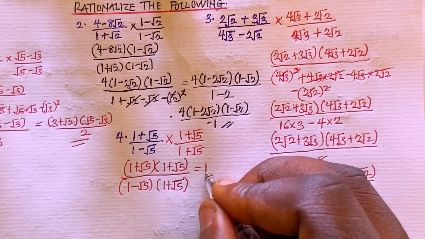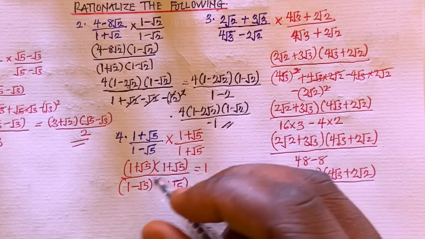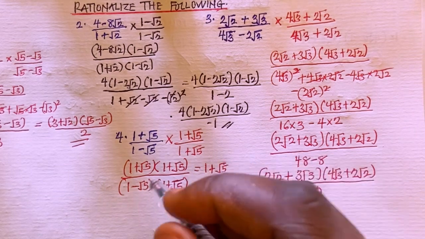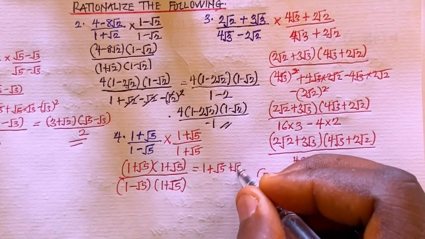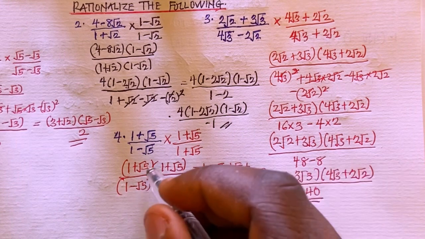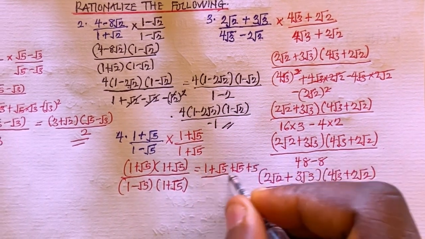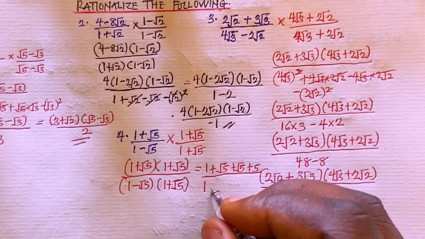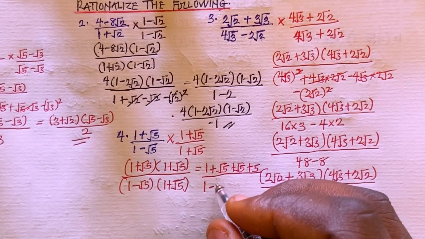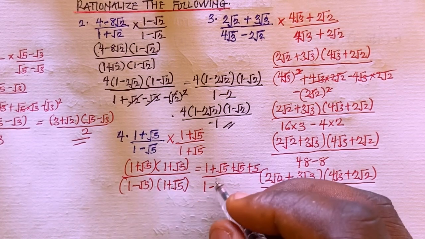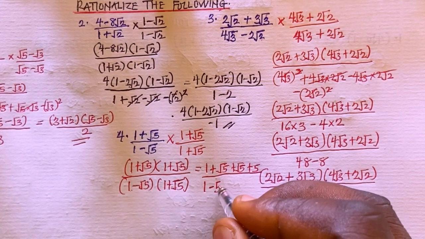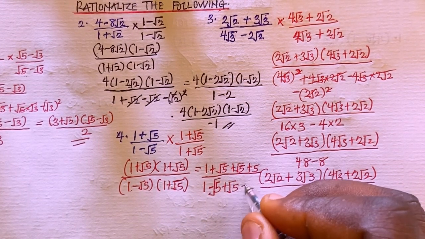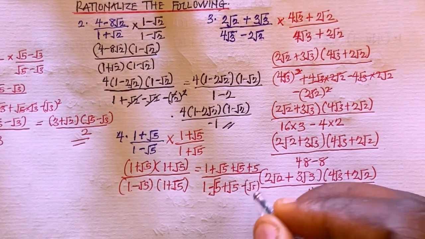I'm going to have 1 multiplied by 1, then plus 1 multiplied by root 5, then this one is plus root 5 again, then plus root 5 multiplied by root 5 which gives me 5. Divided by this multiplied by this, I'm going to have 1, then minus root 5, then plus root 5, then minus root 5 all squared if you expand it.